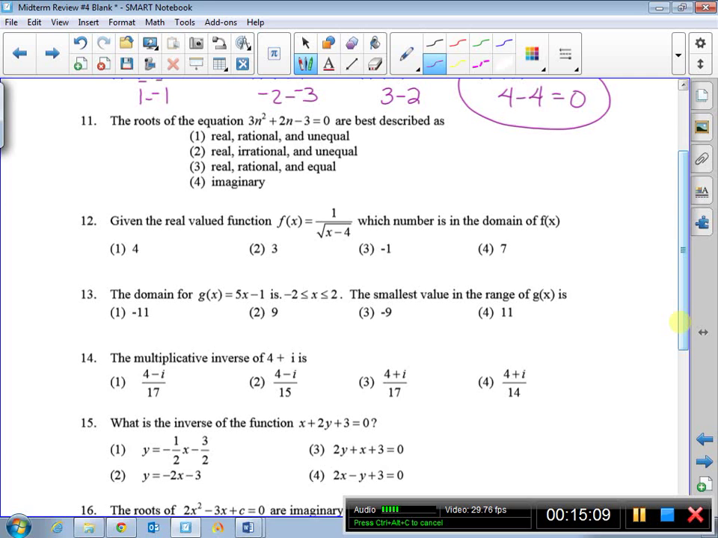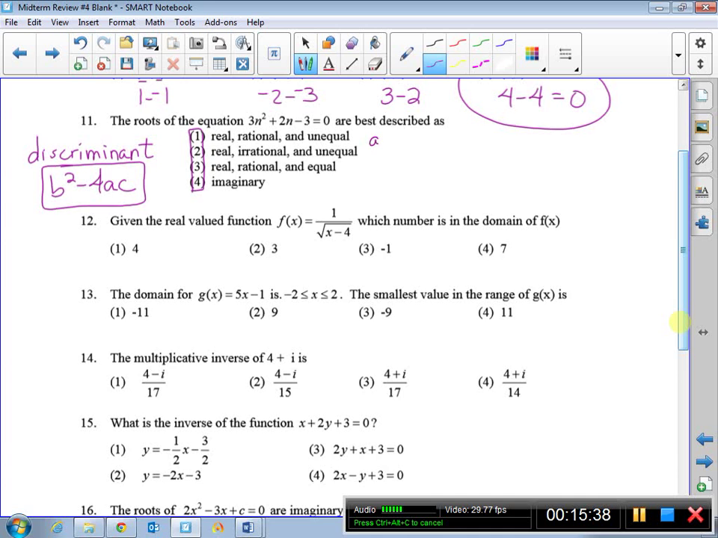Number 11, the roots of the equation. So we're looking at the roots for a quadratic, and these are all descriptions of the type of roots you can get. So this is a discriminant question. And we want to use the discriminant b squared minus 4ac. This alone can tell us what the roots will be like.